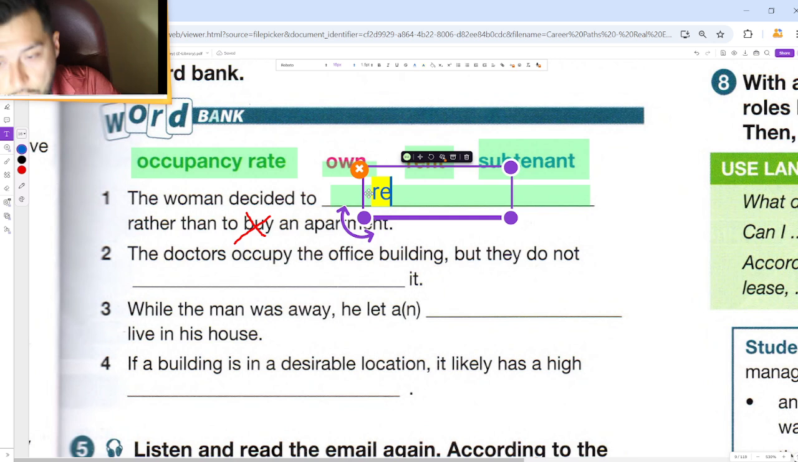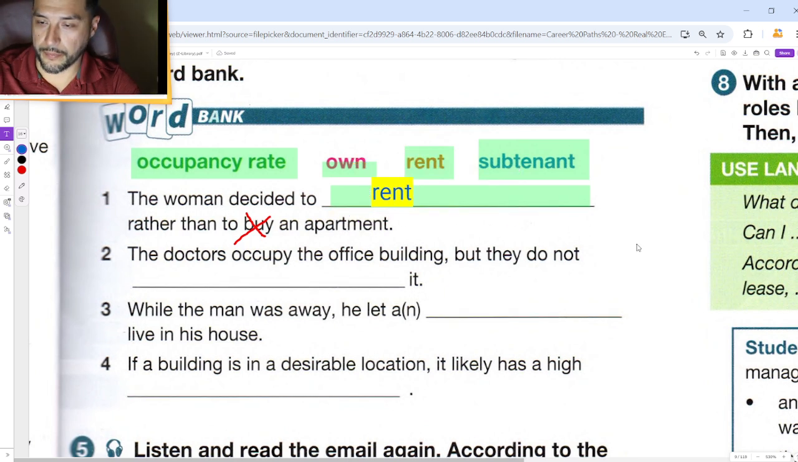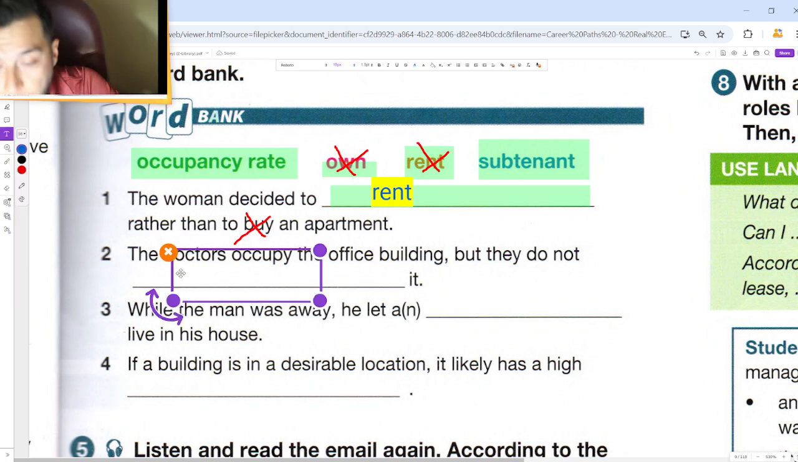She said she's going to rent. The woman decided to rent. The doctors occupy the office building, but they do not own it. See, you can occupy, you can lease for business like the doctors.